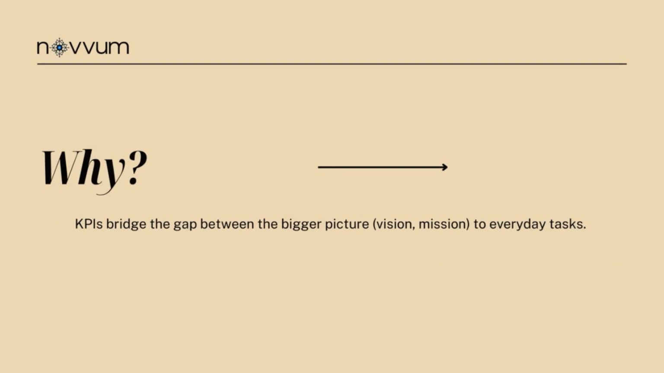As to why, the purpose of KPIs is to bridge that gap. As an organization, there's a bigger picture: the vision or mission of the company, or a specific problem you're trying to solve, but that's a very abstract term. Then there's what you're actually doing on a day-to-day basis, the tasks, maybe producing something, whether we have a SaaS company or e-commerce. KPIs are what bridge those two things together.